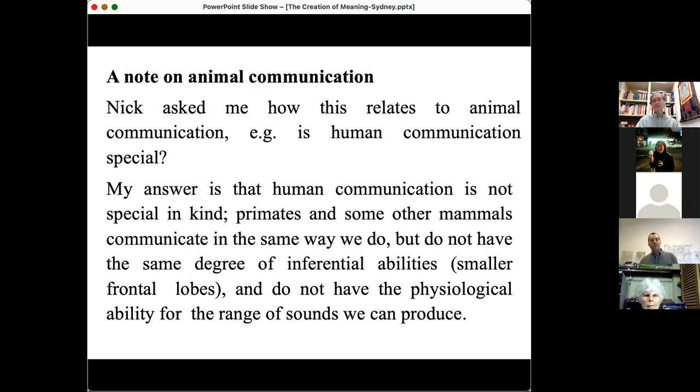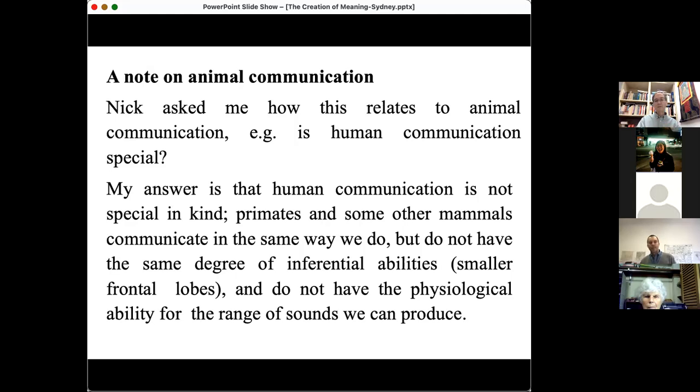Nick had asked me how this relates to animal communication. Is human communication special? And my answer is that human communication is not special in kind. Primates and some other animals communicate in the same way we do, in other words, using inference, but don't have the same degree of inferential abilities. They have smaller frontal lobes. Most of this inferential stuff is going on in the medial frontal lobe, and they do not have the physiological capability for the range of sounds that we can produce.